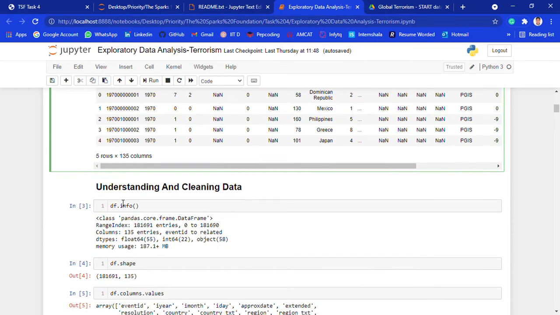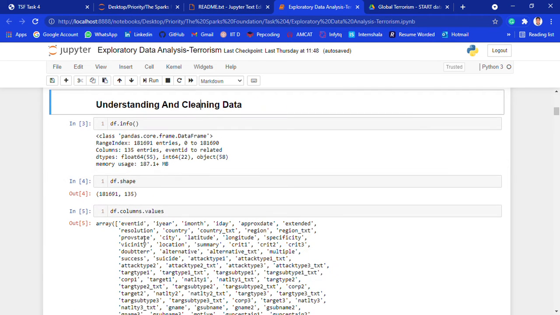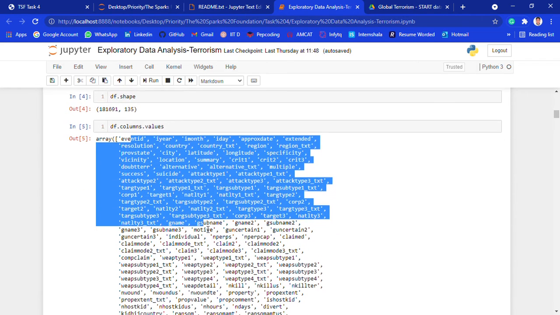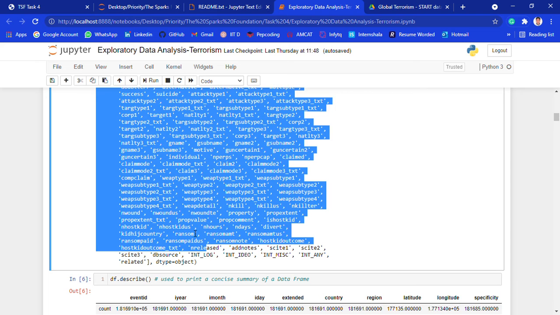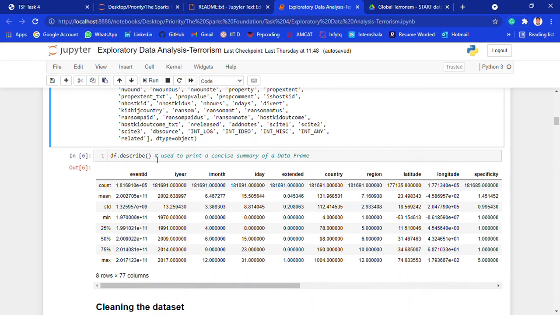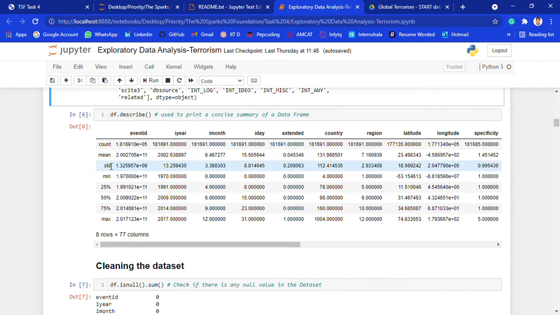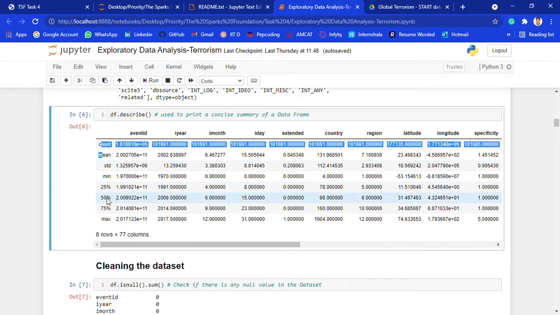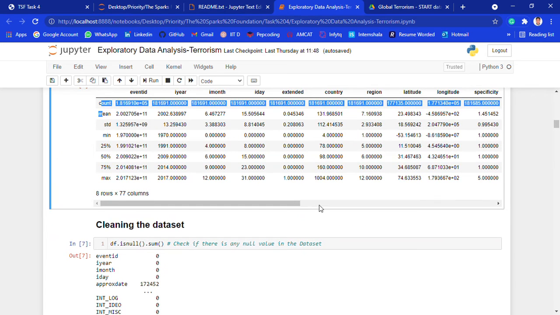Okay, and then we will be understanding and cleaning the data. df.shape will provide you the rows and columns, and df.columns.values shows the columns that are present in my dataset. After this, we have the describe function, which is used to give a concise summary of the data frame using the count, mean, std, min, percentiles, and all these things.